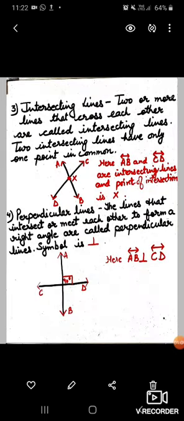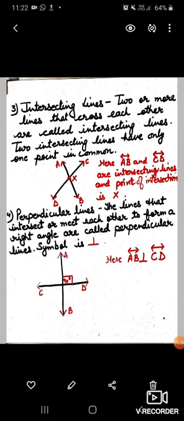Now the third lines are intersecting lines. Two or more lines that cross each other are called intersecting lines. It means they join each other, and two intersecting lines have only one point in common. They meet at one point. And here the two lines are AB and CD. They are called intersecting lines and their point of intersection is X.